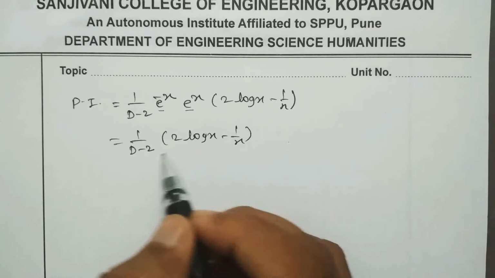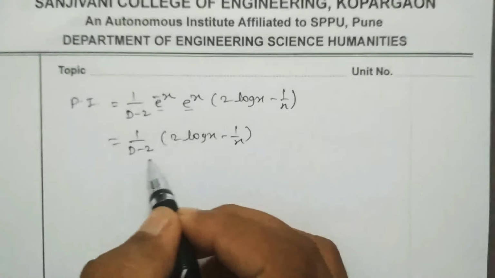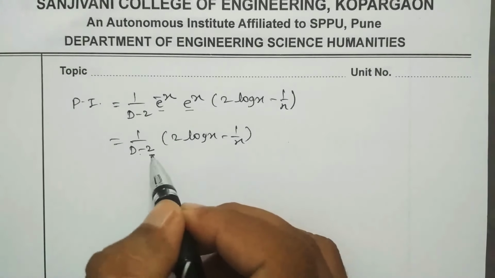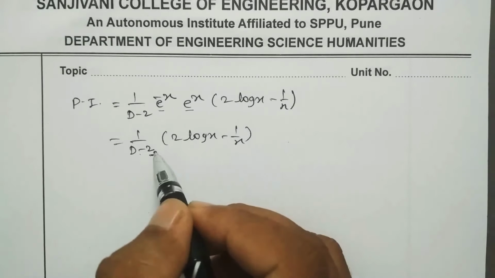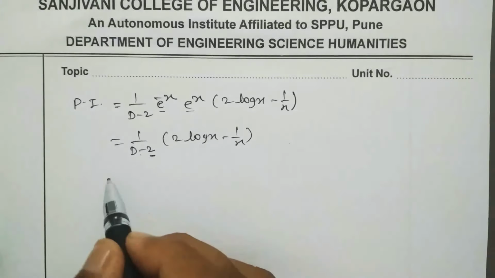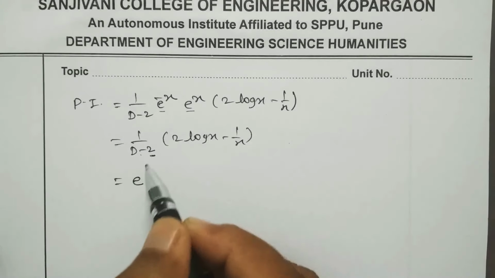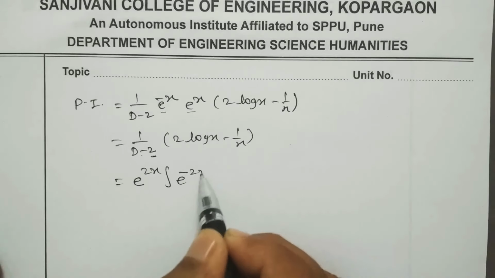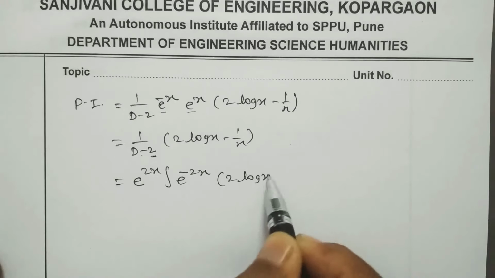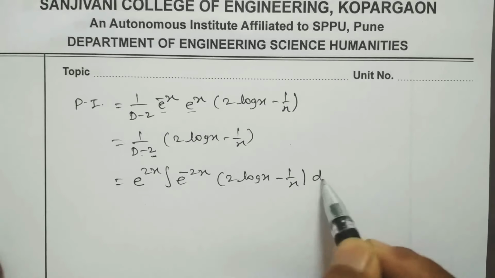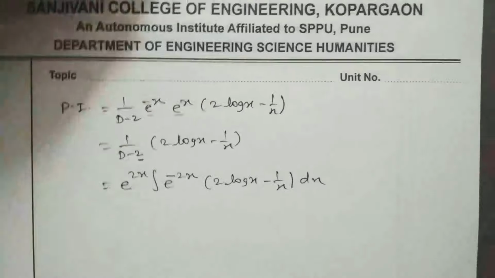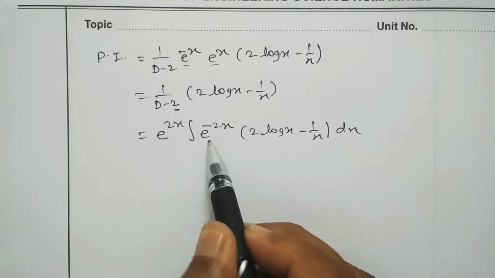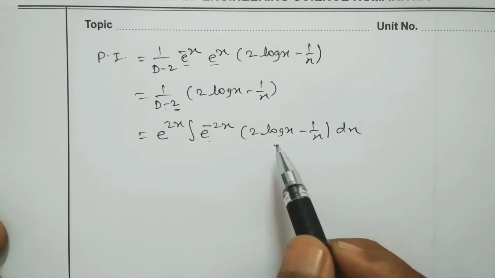So again, using the formula of the general method for the factor 1 upon D minus 2, here we are using the formula for D minus m where m is 2. So we will get this equal to e raised to plus mx outside, e raised to 2x outside, e raised to minus mx, so minus 2x inside, into 2 log x minus 1 upon x dx. To solve this, we just integrate separately. So multiply this by e raised to minus 2x inside.